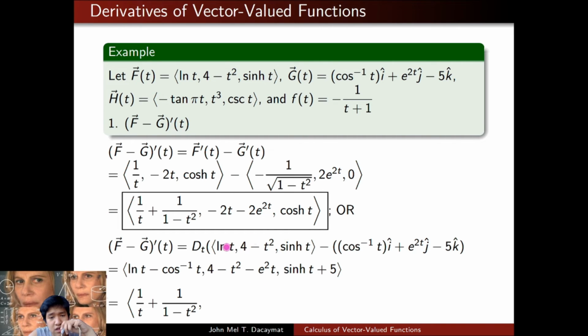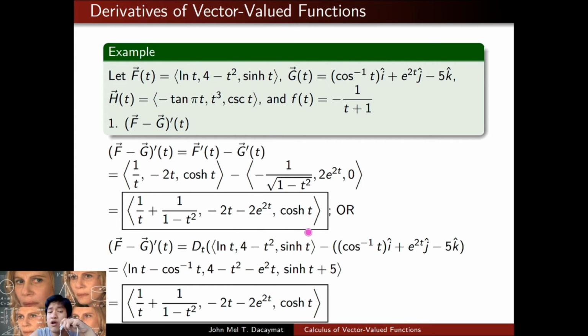Second component, ito 0, yung t squared magiging minus 2t, ito magiging ganito. And then yung sinh t plus 5, when you differentiate, it's just cos t. Pareho lang, syempre dapat, pareho lang naman. But there's not much difference, no, in the difficulty.